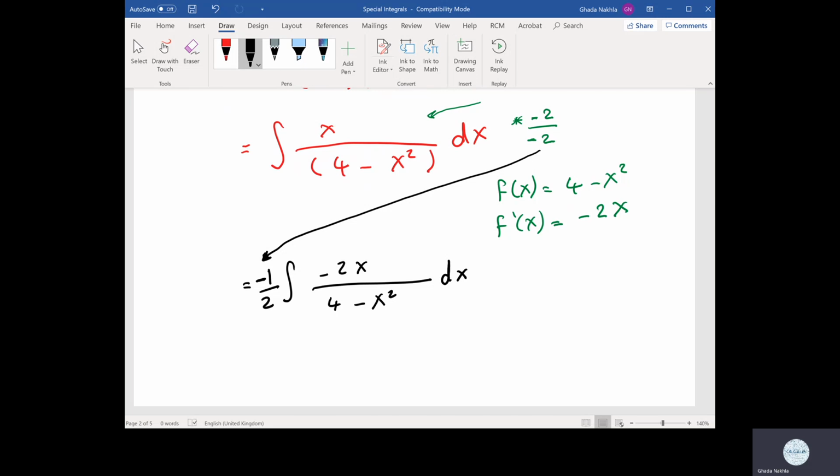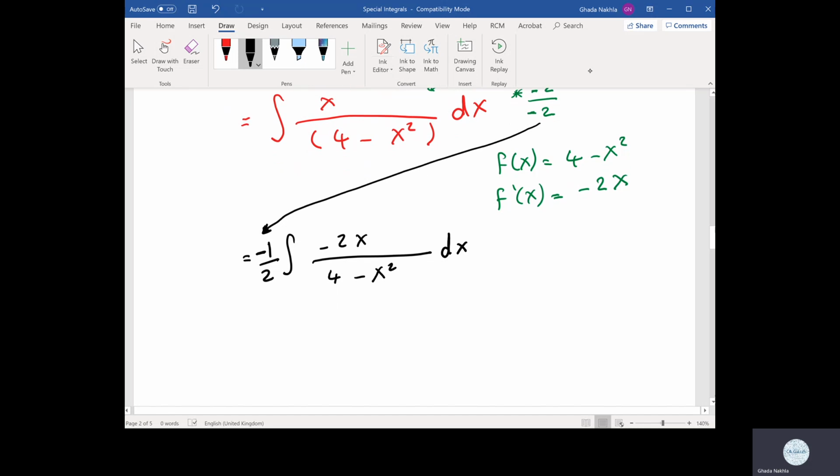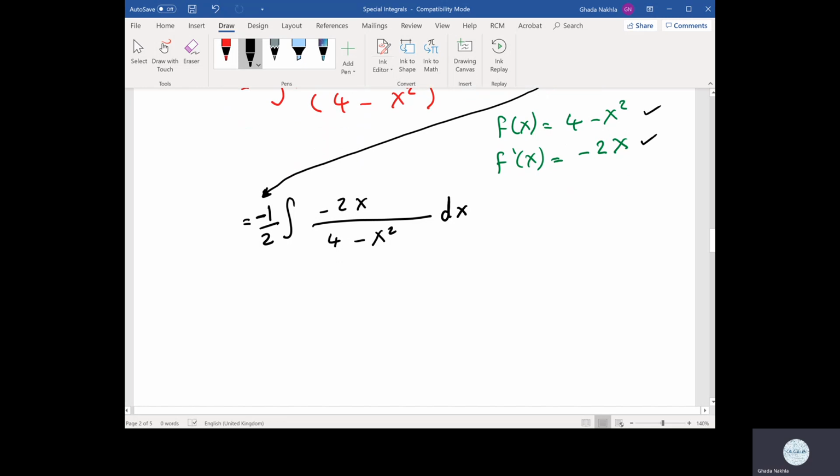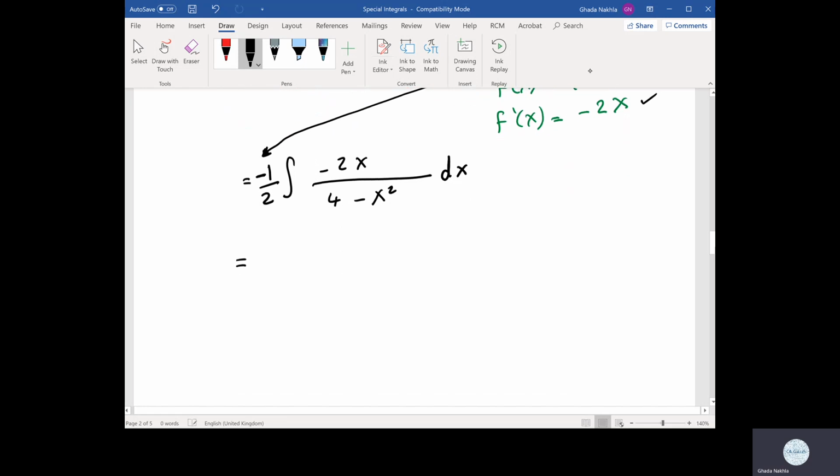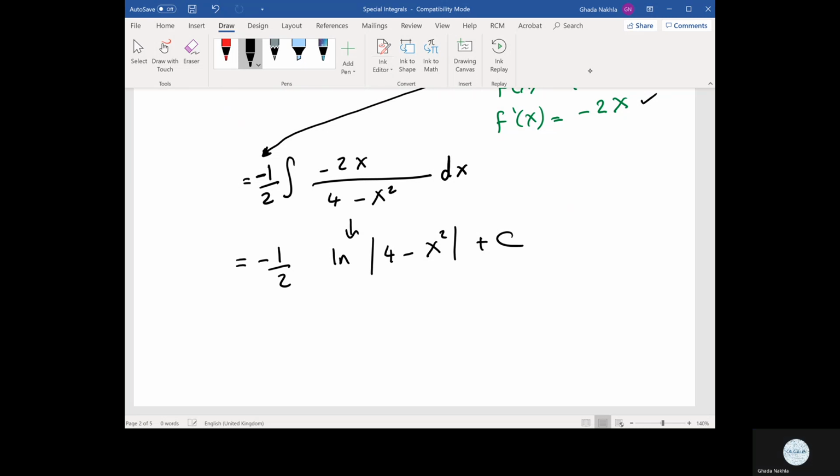Is now the numerator the derivative of the function of the denominator? Yes, that's the numerator, that's the denominator. Therefore, the answer is ln of whatever f of x is. So minus a half, and then the answer to the integration is ln mod of my function, my f of x, plus c.